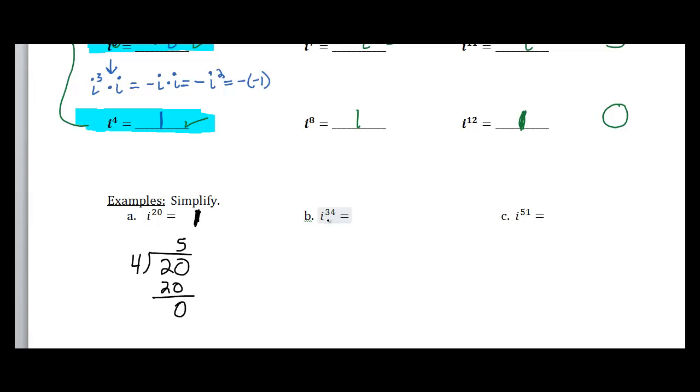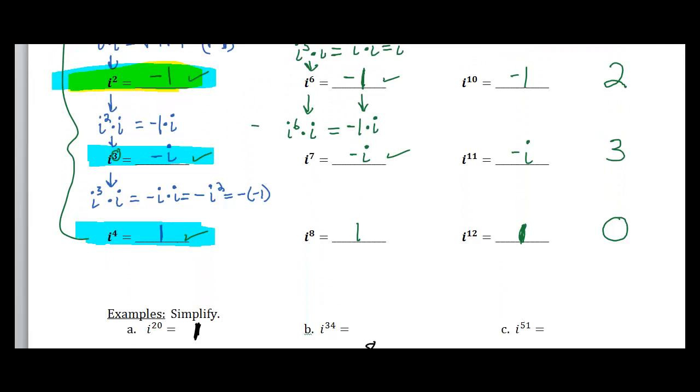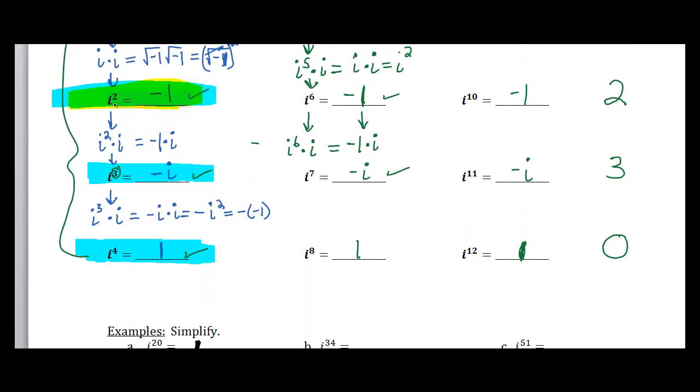Let's go i to the 34th power. Well, let's divide 34 by 4. 4 into 34 goes 8 times. 8 times 4 is 32. I get a remainder of 2. And so I'm going to scroll up. When I get a remainder of 2, this is going to behave like i squared. And I've remembered that i squared is negative 1. And so my solution would be negative 1.